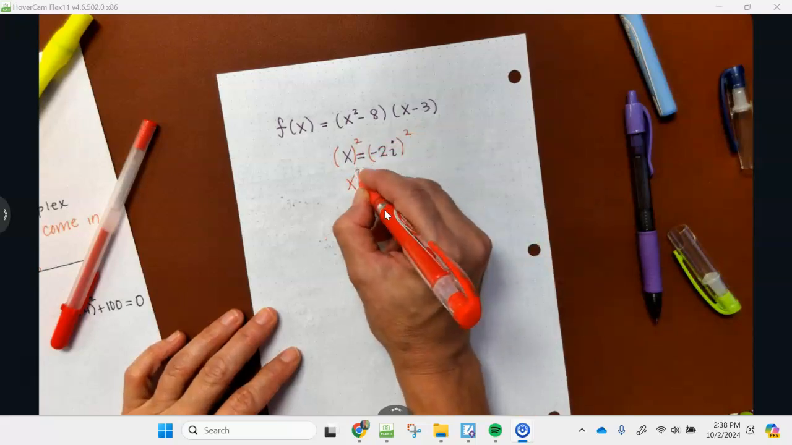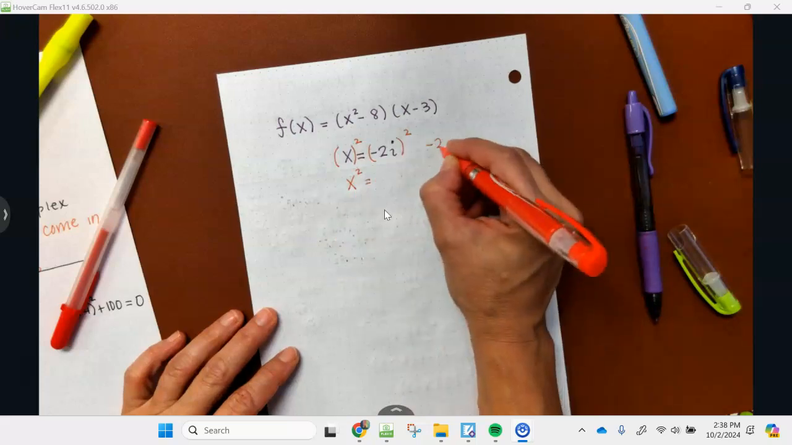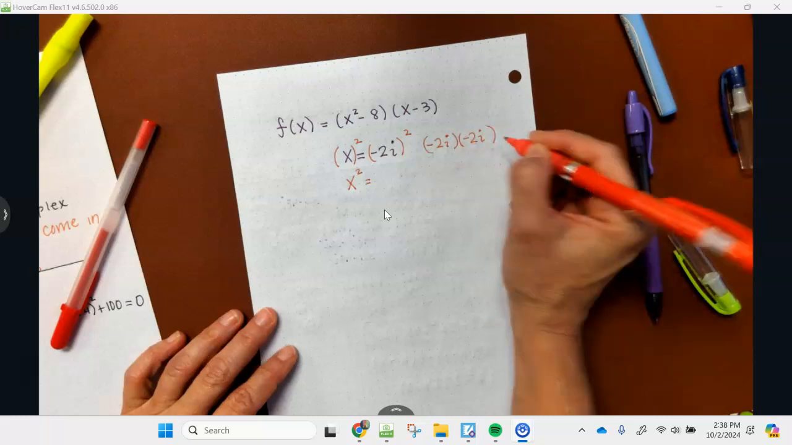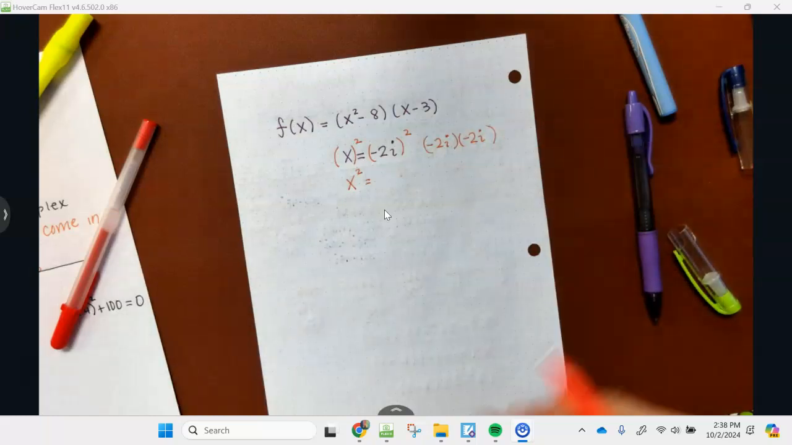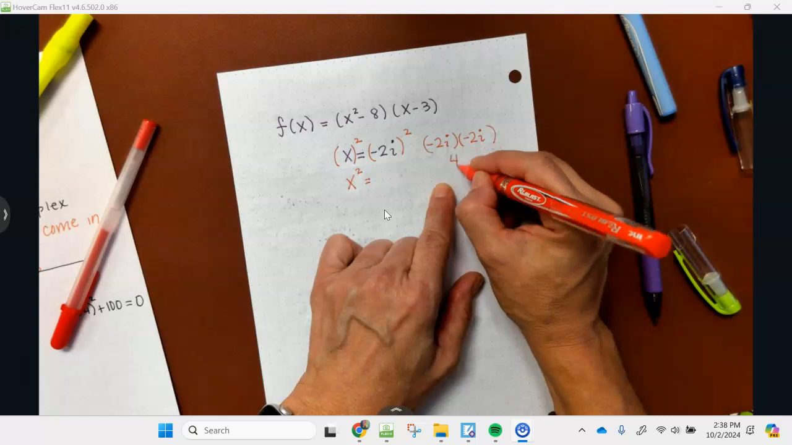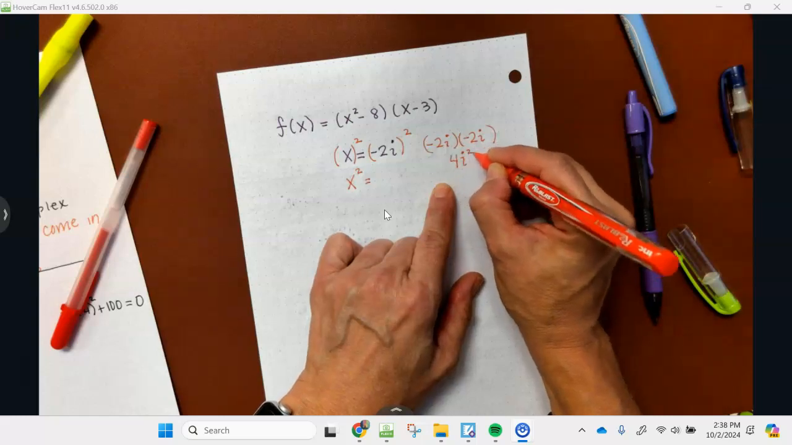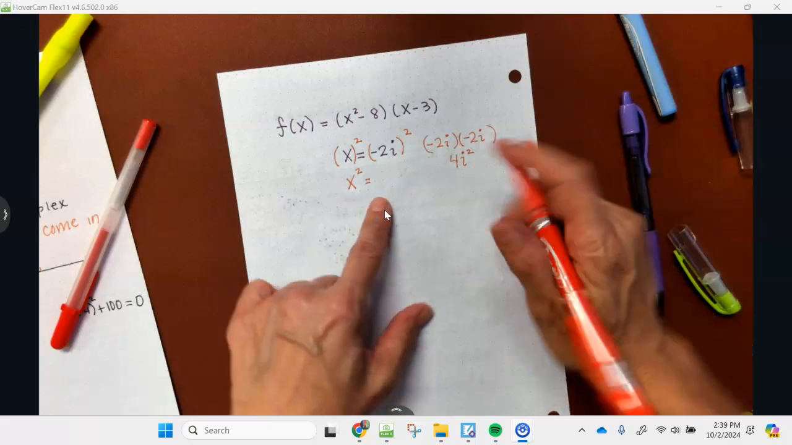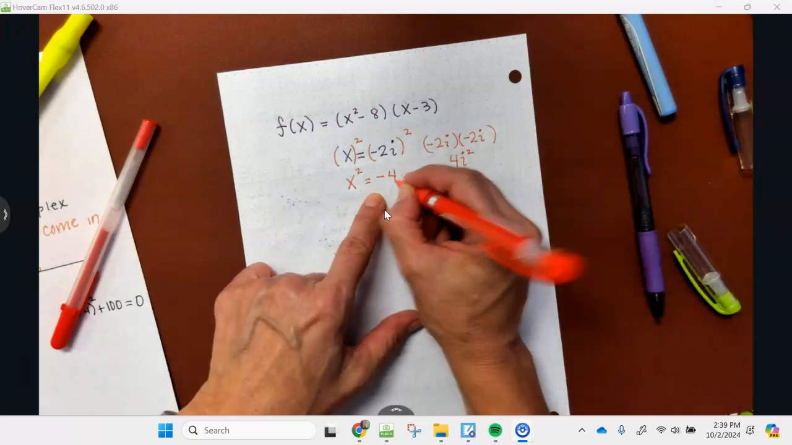So x squared is going to equal negative 2i times negative 2i. Negative 2 times negative 2 is positive 4. I times I is i squared. What does this turn into? Sure does. Put negative 4 right there.